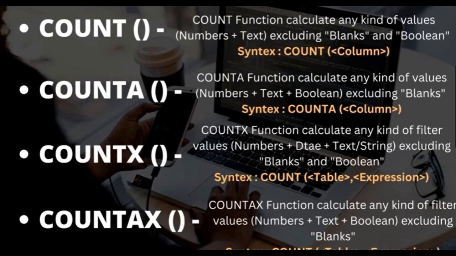The COUNT function is used to count any kind of values, which may be number or text, excluding blank and boolean. So it doesn't work for blank or boolean data types. The syntax is COUNT within brackets, column. It will return the number of rows, or whatever you want to count, in that particular column.